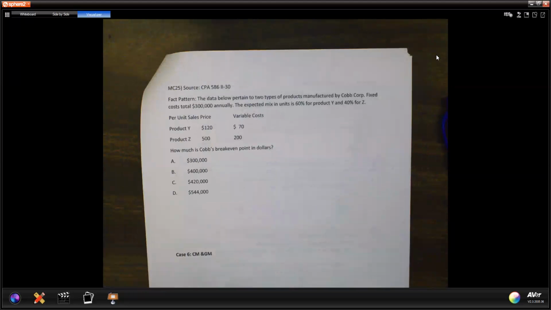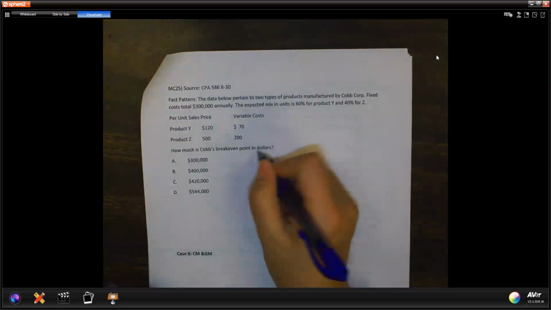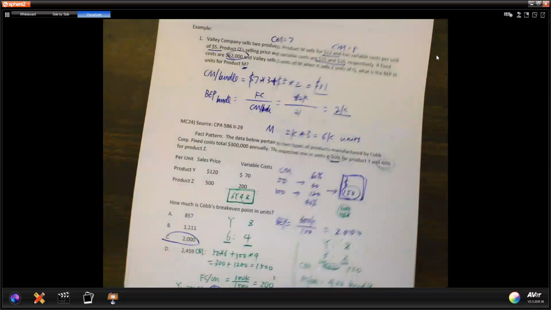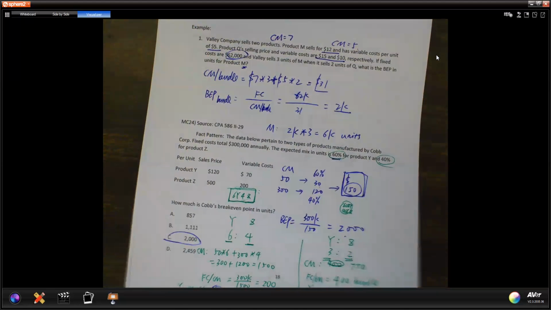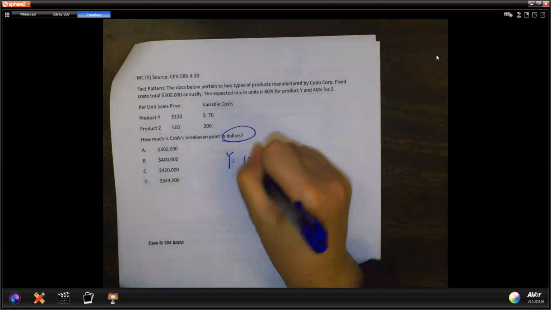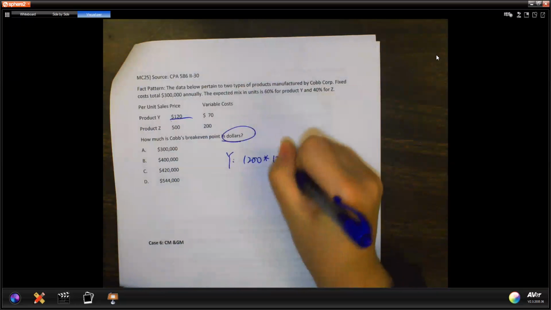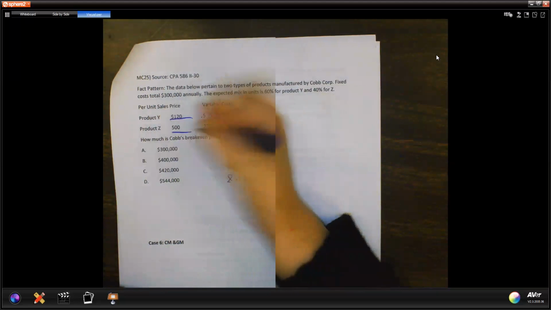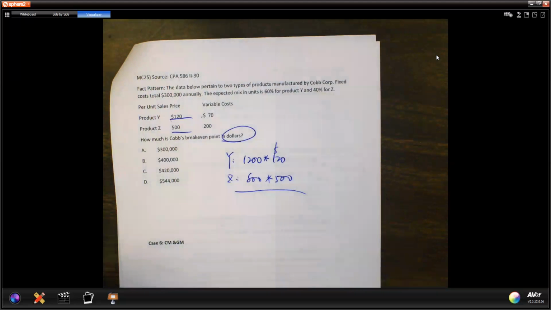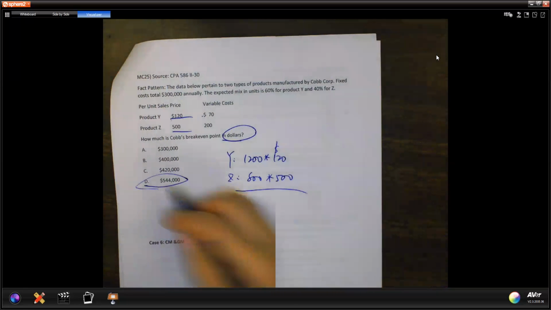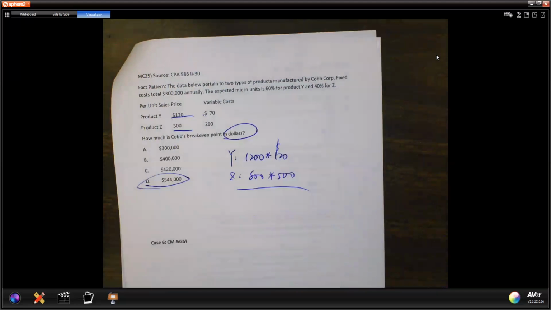Okay, the next one, similar, talking about your break-even in dollars, right? And then we have already calculated here, there, here, and there. We found out Y is 1,200 units, Z is 800. So Y is 1,200 units, and each one's selling price is 20. Z is 800 units, and each one's selling price is 500. So if you do the math, you should be able to get the total break-even point in dollar amount.